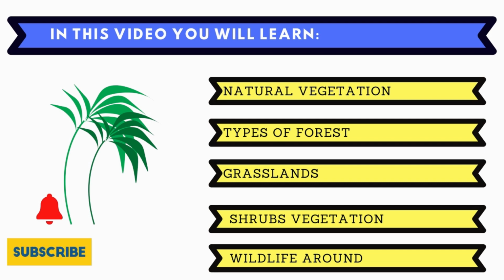Hello everyone. In this video, we are going to cover the 6th unit of NCERT Geography, Class 7, that is Natural Vegetation and Wildlife. So, let's get started.